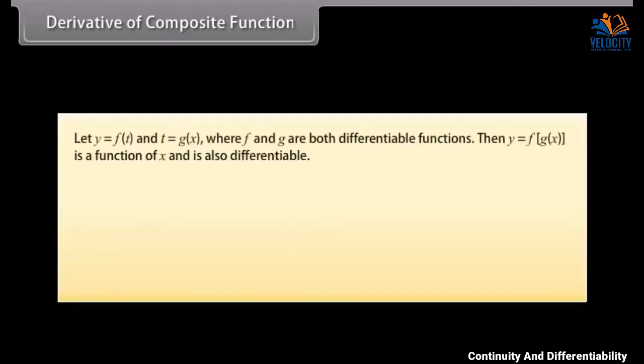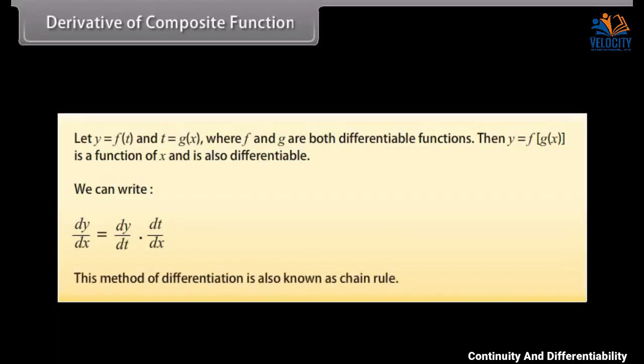Derivative of composite function. Let y is equal to f of t and t is equal to g of x, where f and g are both differentiable functions. Then y is equal to f of g of x is a function of x and is also differentiable. We can write d/dx of y is equal to d/dt of y into d/dx of t. This method of differentiation is also known as chain rule.